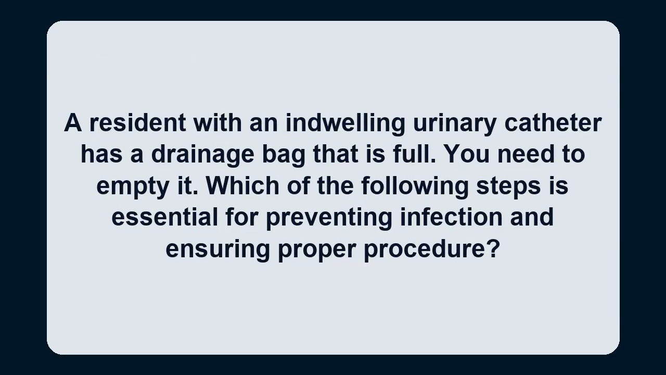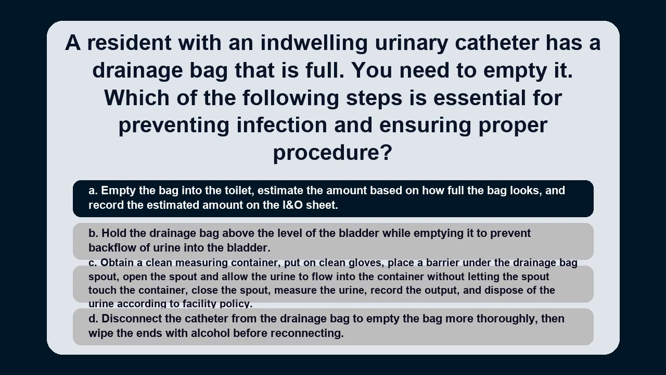Question 3. A resident with an indwelling urinary catheter has a drainage bag that is full. You need to empty it. Which of the following steps is essential for preventing infection and ensuring proper procedure? Option A. Empty the bag into the toilet. Estimate the amount based on how full the bag looks and record the estimated amount on the I&O sheet.